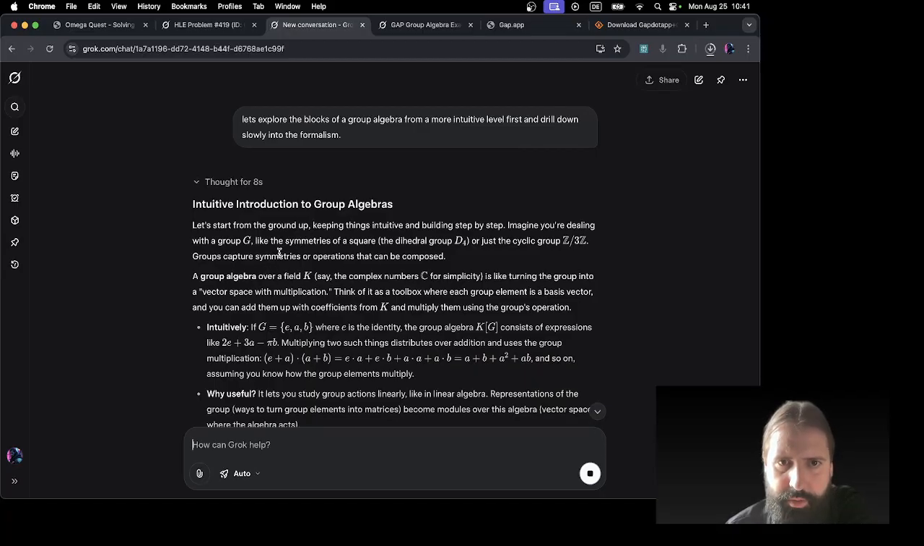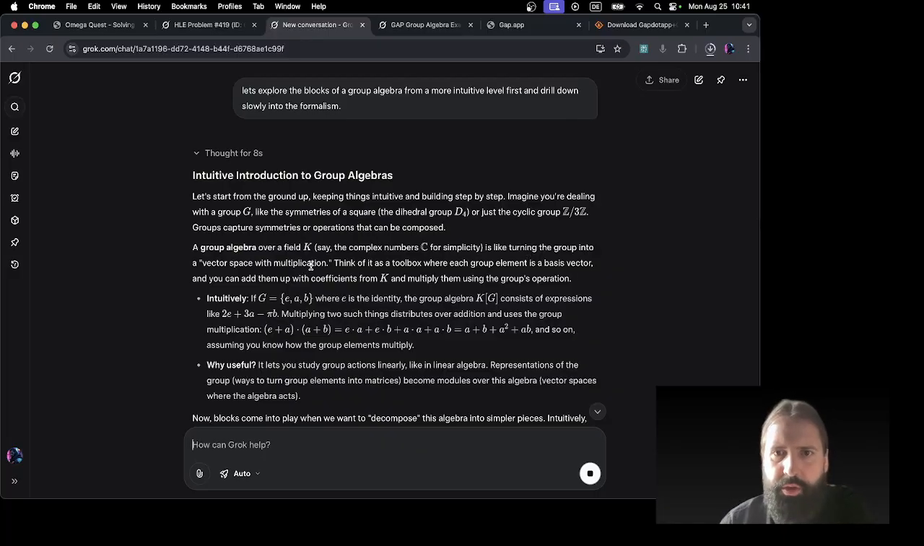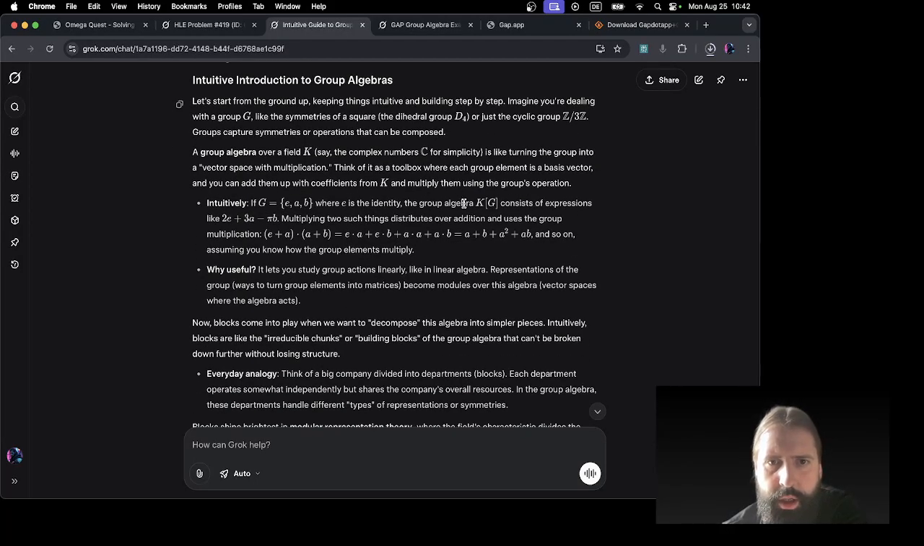So let's start from the ground up, keeping things intuitive step by step. Imagine dealing with a group G, like the symmetries of a square, and a group algebra over a field K, say the complex numbers. It's like turning the group into a vector space with multiplication. Think of it as a toolbox where each group element is a basis vector. So you have G, and E is the identity. Then the group algebra KG consists of expressions like 2E plus 3A minus pi B.